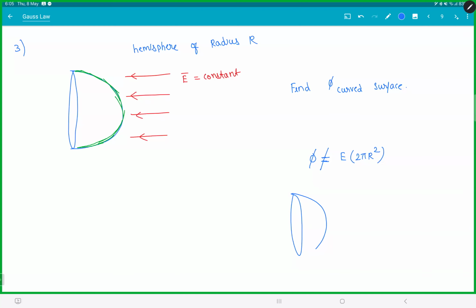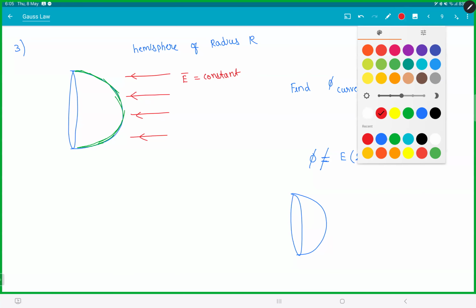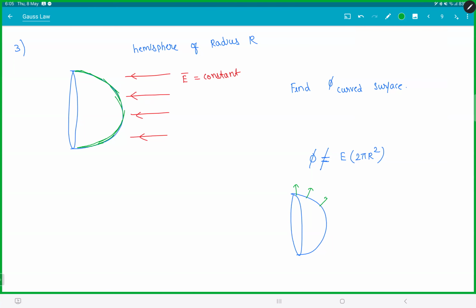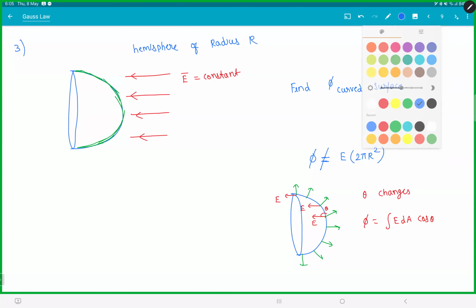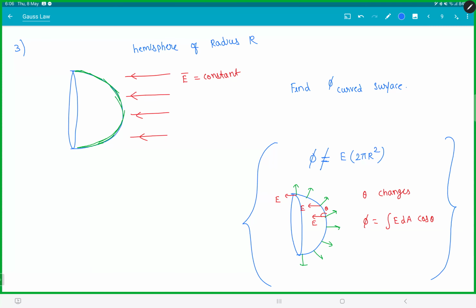Angle changes. If you look at this thing here, at every instant, look at the area vector here. This is the area vector, area vector, area vector, area vector. And if you look at the field here, the field is like this, E bar, E bar, E bar. So the angle changes every time. So when you say flux is equal to integral E dA cos theta, that cos theta won't come out of the integral. You can't solve this directly. So you can't say directly E into 2 pi r square. That's a blunder. Be careful, because flux is not E into area. It is the integral of E dA cos theta.